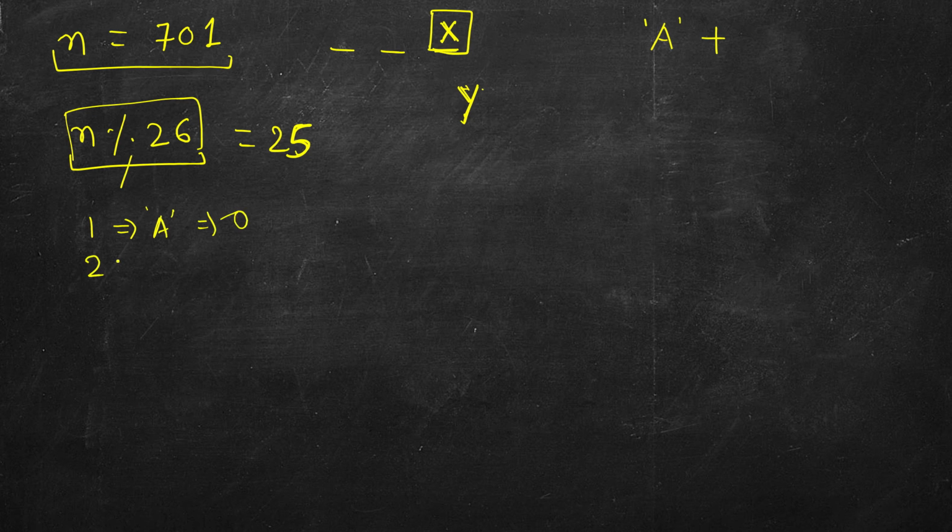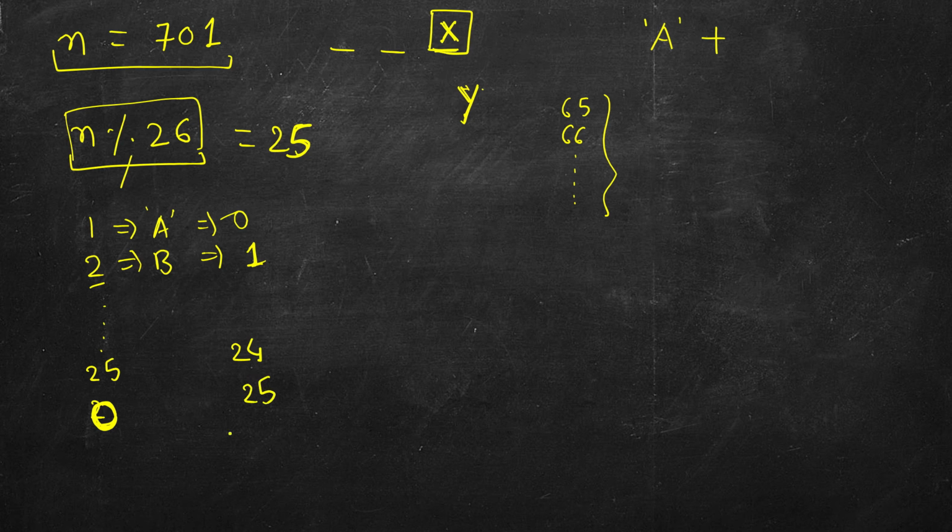If the remainder is 2, it should be B. That is, we should add 1 to it. So if we add 1 to the ASCII value of A, the ASCII value of A is 65, for B it is 66, and so on. So for B it should be 1. So when the remainder is 2, we have to add 1. When the remainder is 25, it should be A plus 24, so we have to map it to 24. If the remainder is 0, this is interesting, then we have to add 25 to it.